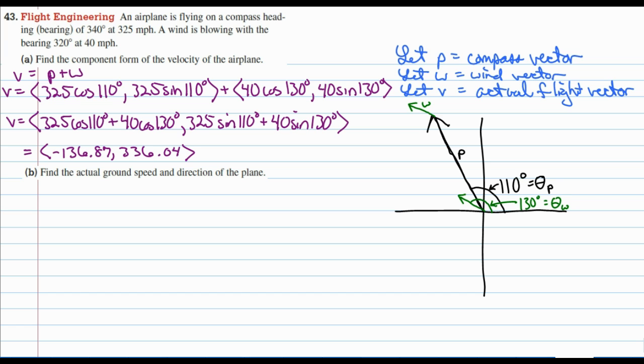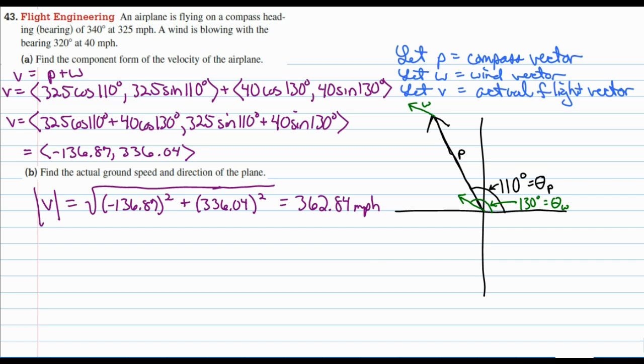Part B asks us to find the actual ground speed, which is the magnitude, and the direction of the plane, which we can find solving for theta. First, I'm going to find the magnitude of the vector to get the ground speed. And I get that the plane is actually traveling 362.84 miles per hour.